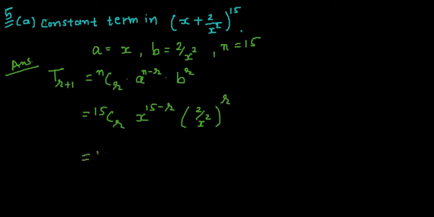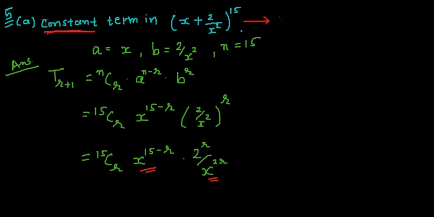Now further we simplify. It is going to be 15Cr x raised to 15 minus r, 2 raised to r in the numerator, and in the denominator x square raised to r, which is going to be x raised to 2r. So there are two different places where the power of x is present, and as per the question we have to get the constant term. Now constant term means what? We have to get the term having x raised to 0, because x raised to 0 is 1, and we want the constant term.